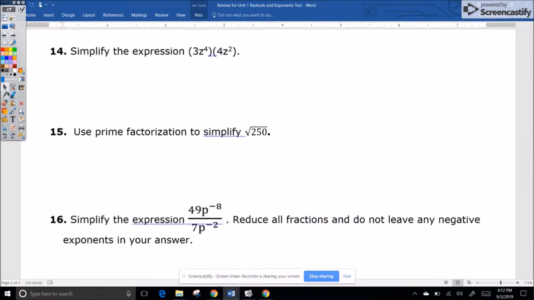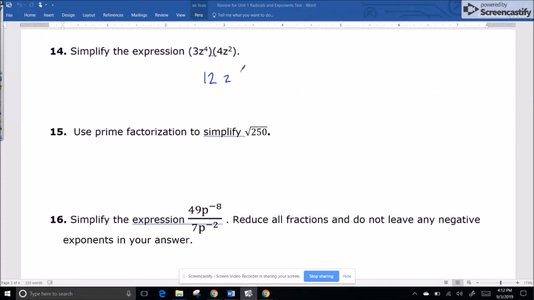Number 14 is kind of an easy one. We're just going to multiply our coefficients. So 3 times 4 is 12, z, and then we have 4 z's and 2 z's. So if we write that out, we have 6. Adding our exponents while our bases are multiplying.